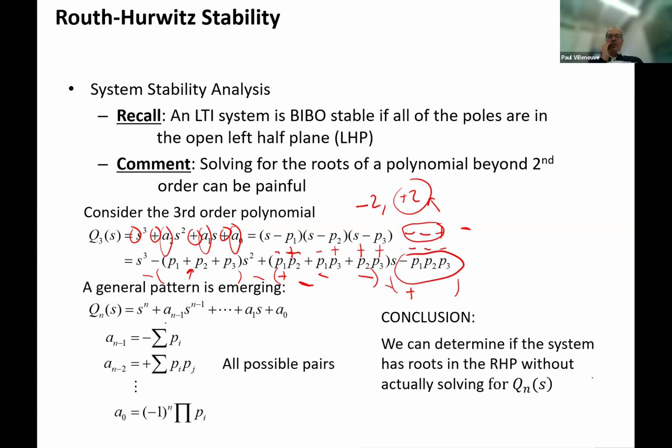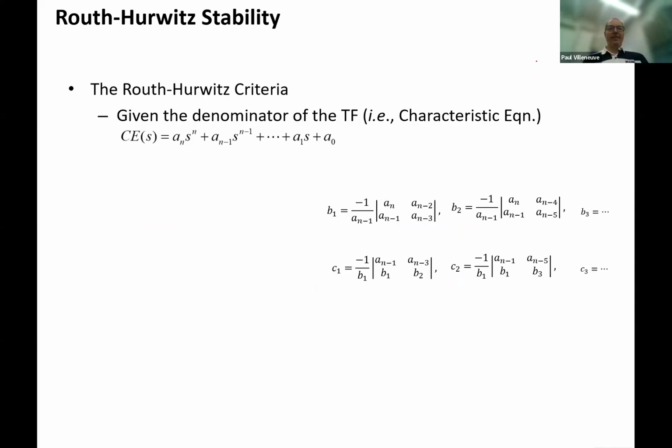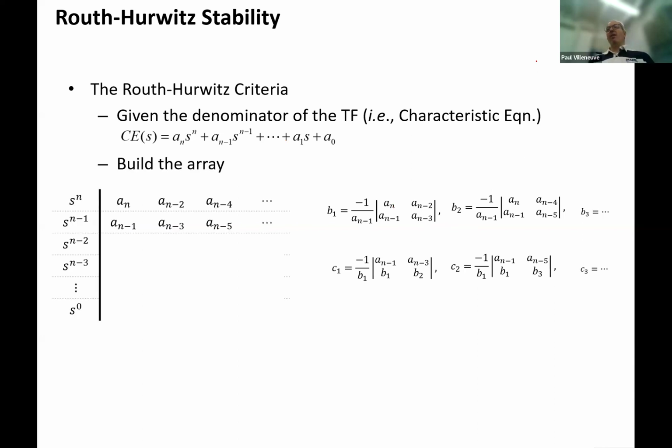So this is our conclusion. If the system has roots in the right-hand half plane, we can determine if it actually is going to be an unstable system. So let's minimize that. Here's our characteristic equation. We're going to build an array. This is the process for building the array. This is the Routh-Hurwitz array.